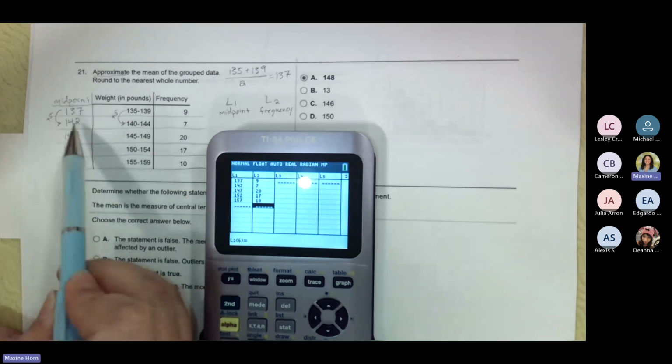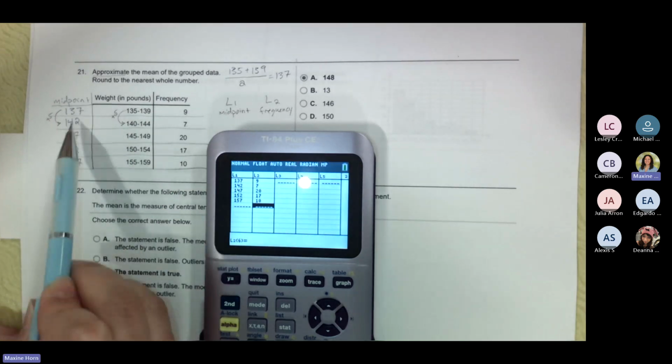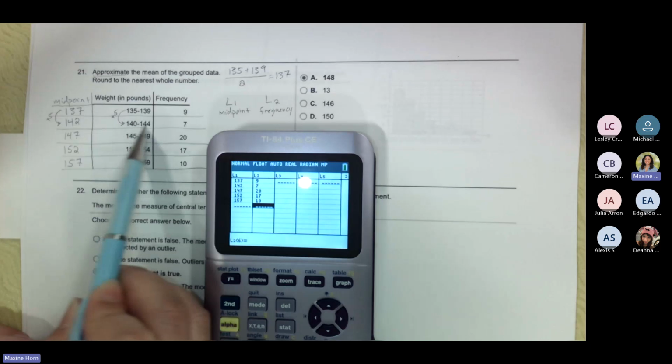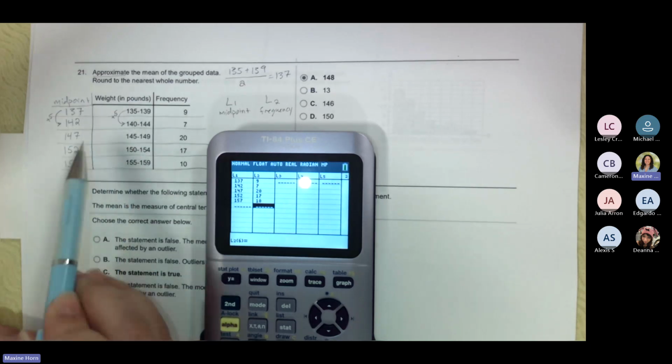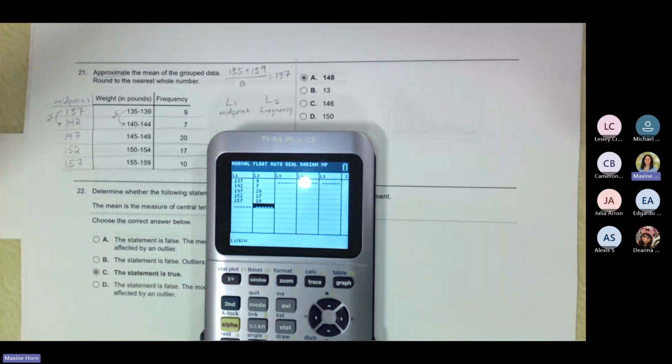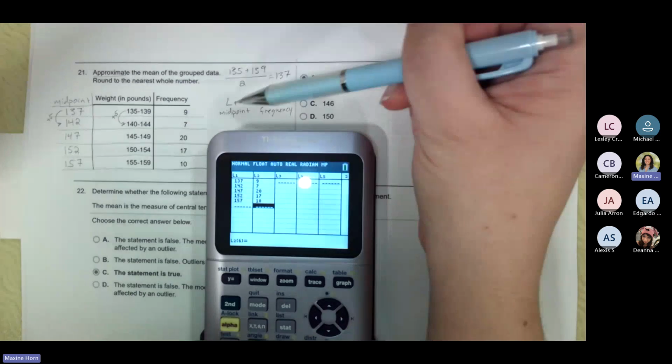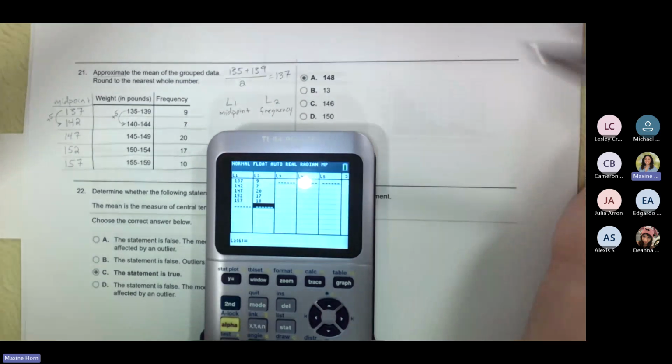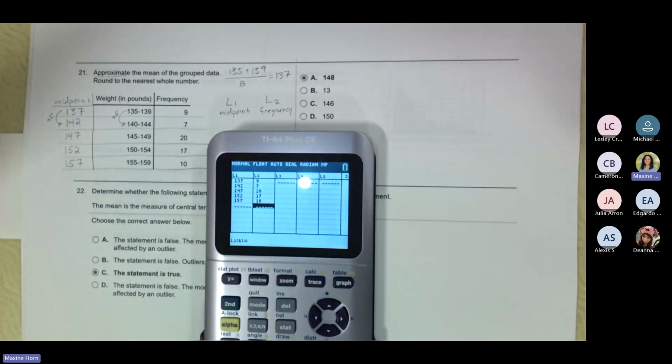Also, I didn't talk about it, but we're checking as we go to make sure that the midpoint makes sense. Yeah, 142 sounds like it would be between 140 and 144, right? You're just checking that each step of the way. Okay, so we put in our midpoint of L1 and our frequency of L2.